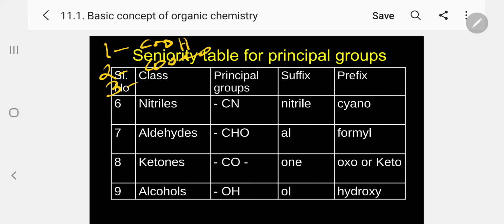Number 3, the ester. Number 4, the corresponding halide. And number 5, the corresponding amide. Please follow. So these acid and acid derivatives, 1 to 5, are occupying the top positions.